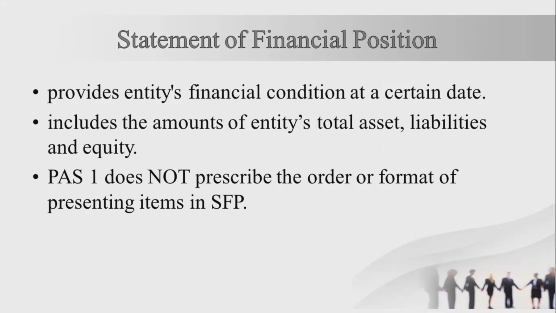Next, statement of financial position provides entity's financial condition in a certain date. Statement of financial position is also known as balance sheet that reports three main important information of the entity. And the three important information is assets, liabilities, and owner's equity.